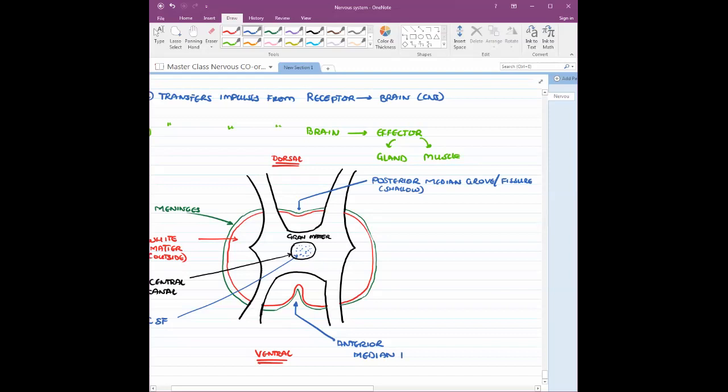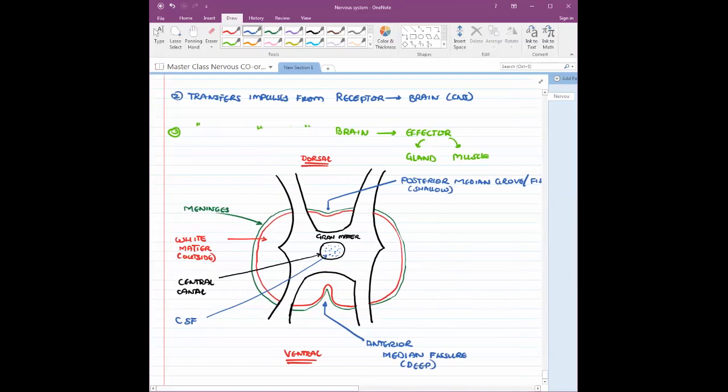Whatever you like to call it, groove or fissure, it is the same thing. But what is important is that this is going to be really, really deep. Now, because this gray matter is present, it divides the white matter into several parts like this, right? So these parts also have some names. Let's see what the names are.